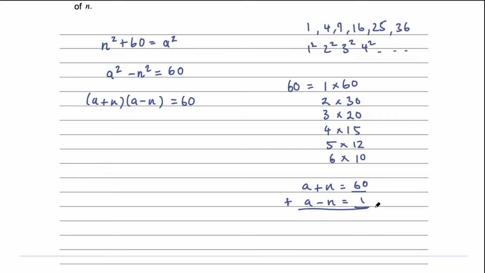A plus a is 2a. N plus negative n, they cancel out, that's the whole point. And then 60 plus 1 is 61. Then we get 2a equal to 61. Because 61 is not an even number, it won't divide by 2 evenly, therefore a would not be an integer, therefore this is not a possible solution. So we don't have two integers that would work for this equation here.